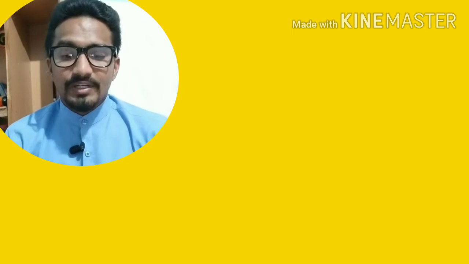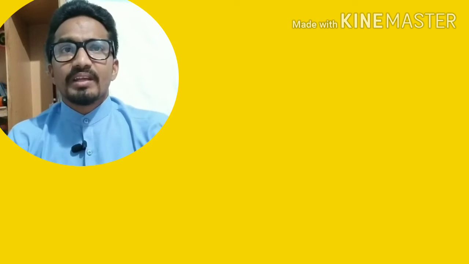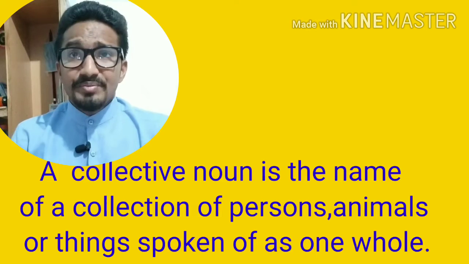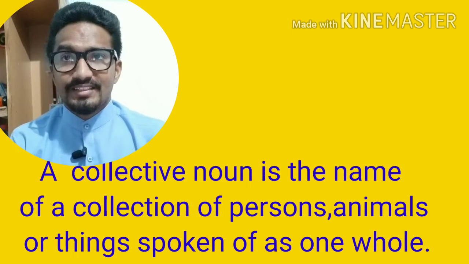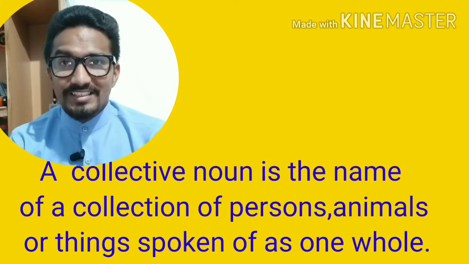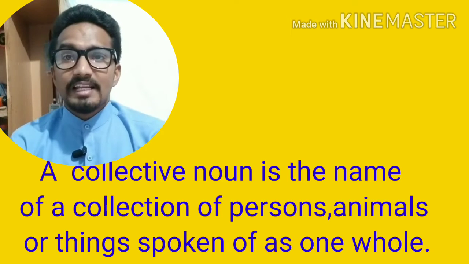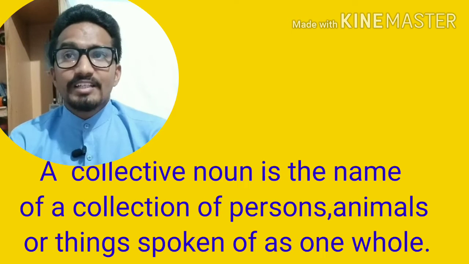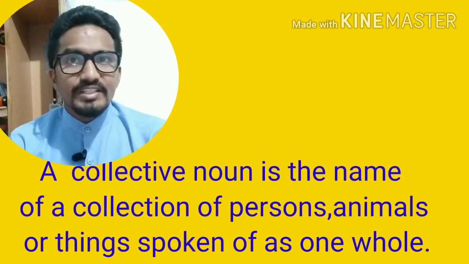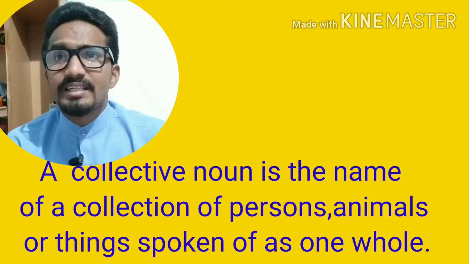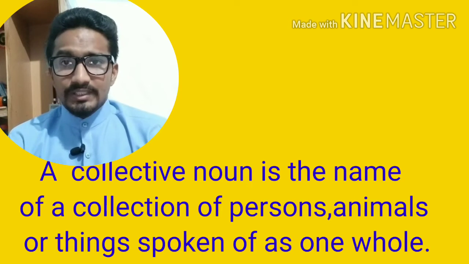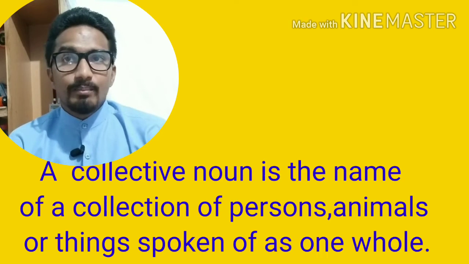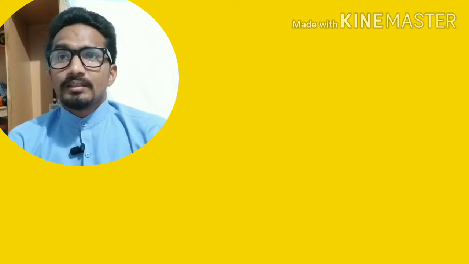I have already explained to you. Now coming back to the collective noun. What is a collective noun? Collective nouns are commonly a collection of things, animals, or persons. A simple way to say it: a collective noun is the name of a collection of persons, animals, or things spoken of as one whole. Examples of collective nouns are crowd, team, flock, herd, etc.